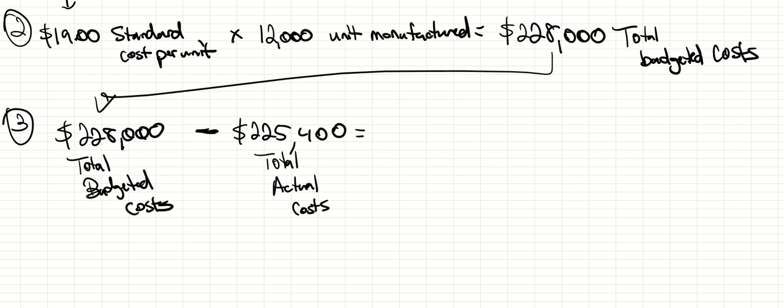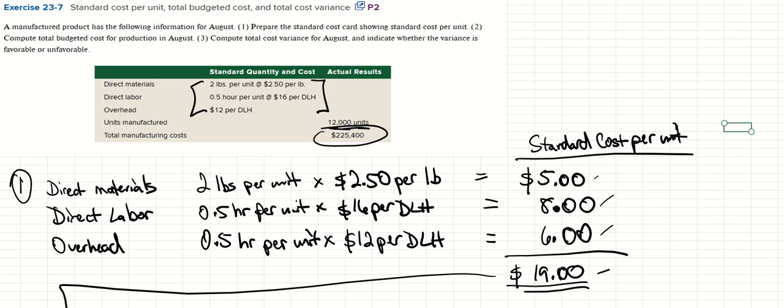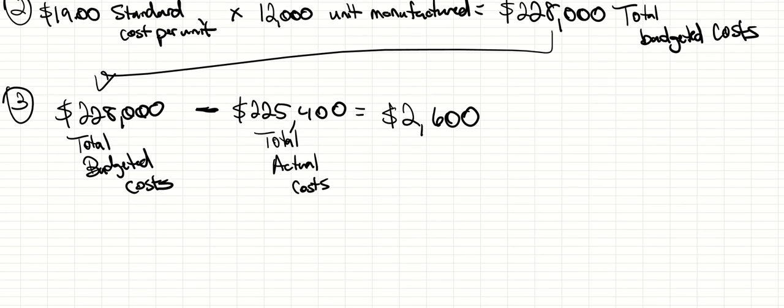So 228,000 minus 225,400. That's going to give us a $2,600 variance. Okay, this is our variance here. So we see there's a difference in what's budgeted and what actually happened, the actual results, which normally happens. Now, if we go back up here to number 3, we have to indicate whether this is a favorable variance or an unfavorable variance. So in this case, since the budgeted cost is greater than what actually happened, the actual cost, this will be a favorable variance.